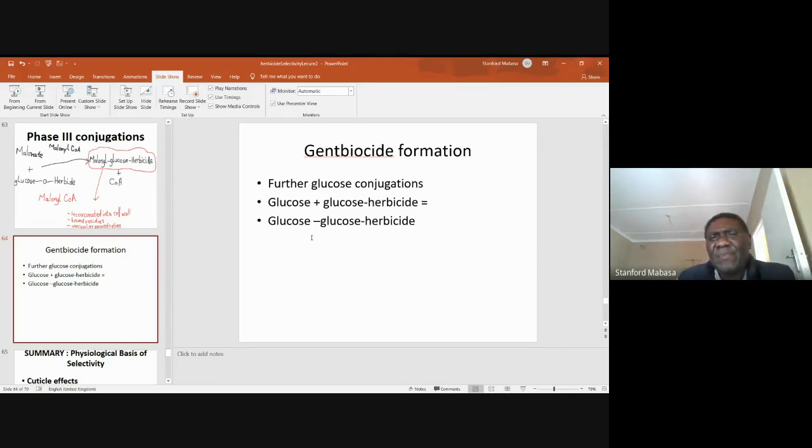It is the speed at which these herbicides are being altered from phase 1, 2, and 3, which will account for selectivity in plants. If these processes are slow, some plants will get killed. But if these processes are fast metabolism, the plants will survive.